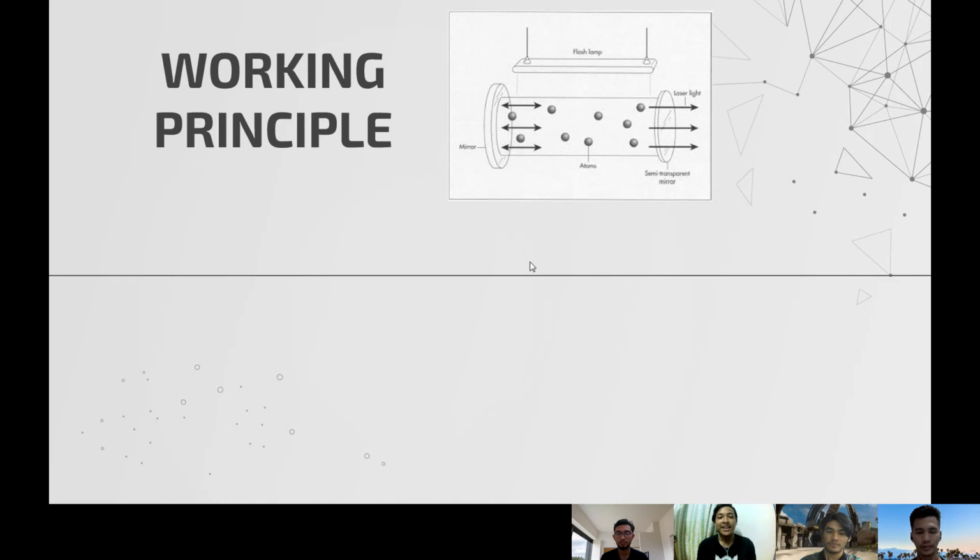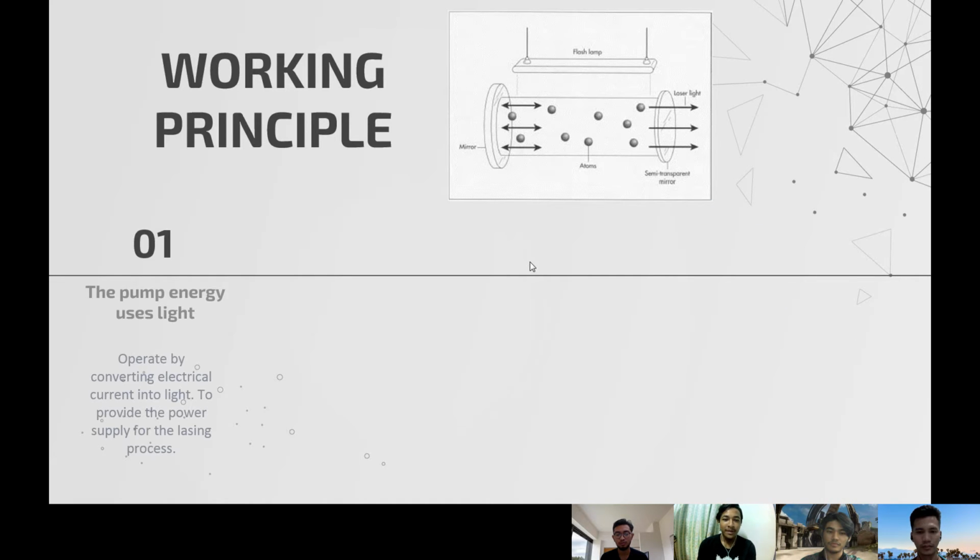Next, the working principle of the solid state laser. In solid state lasers, the pump energy is actually light. As such, low power diode lasers, which operate by converting electrical current into light, are stacked together in groups to provide the power supply for the lasing process. Instead of other media, the gain medium for the solid state laser is a solid material, hence the name solid state lasers.